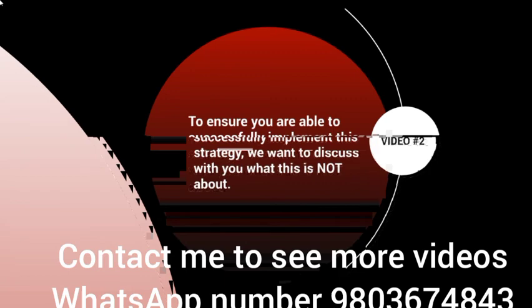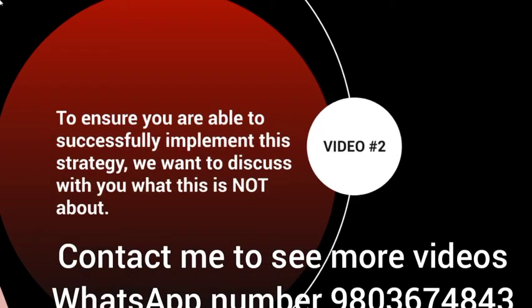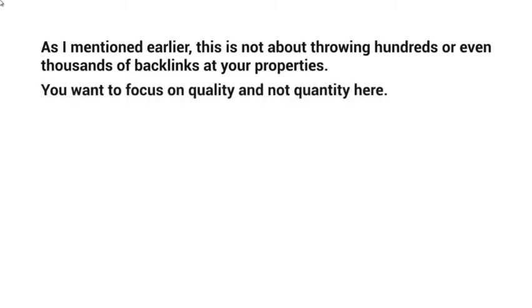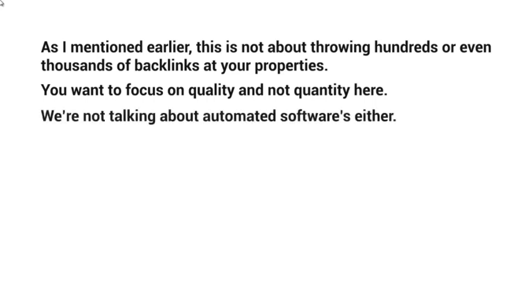All right. So to ensure that you're able to successfully implement this strategy, we want to discuss things that you do not want to do. As I mentioned earlier in the previous video, this is not about throwing hundreds or even thousands of backlinks at your YouTube channel or at your properties. In fact, YouTube has become very, very smart in figuring out if you are actually gaming the system. So what we're trying to do here is think of a strategy that works long term. You want to focus on quality and not quantity. It's better to get a few backlinks that are of quality rather than getting thousands of backlinks that don't even relate to your content. And we're not talking about automated softwares either.